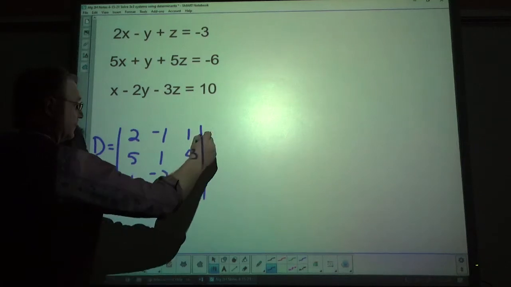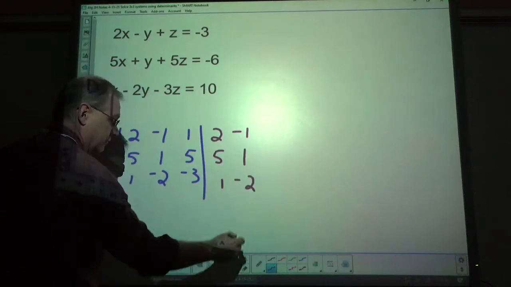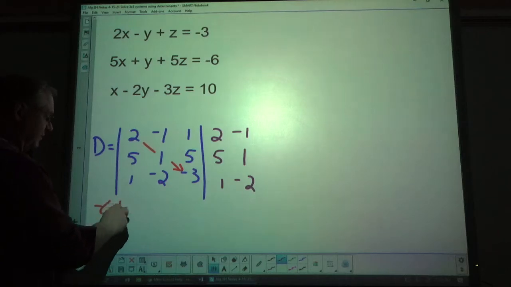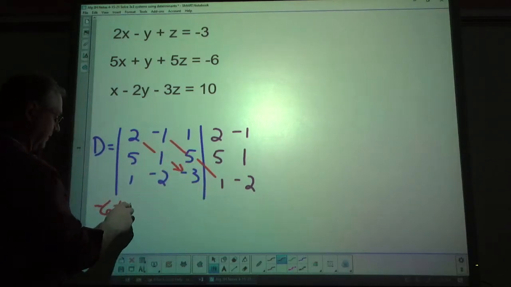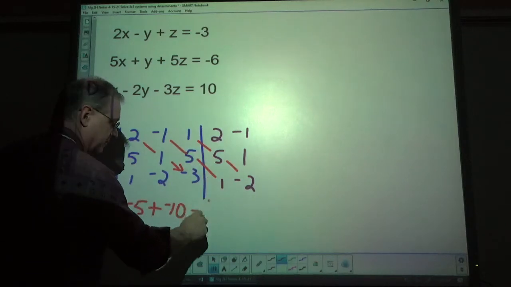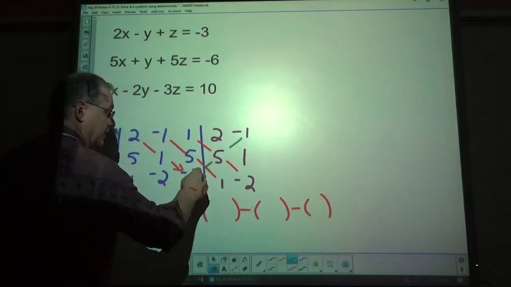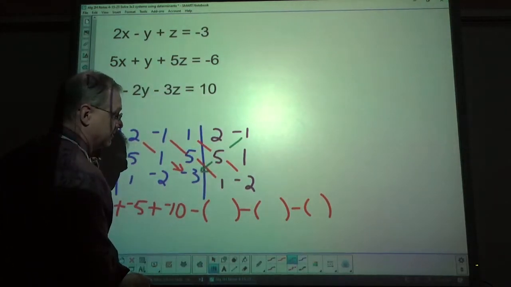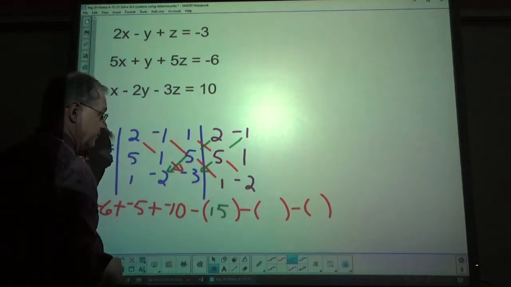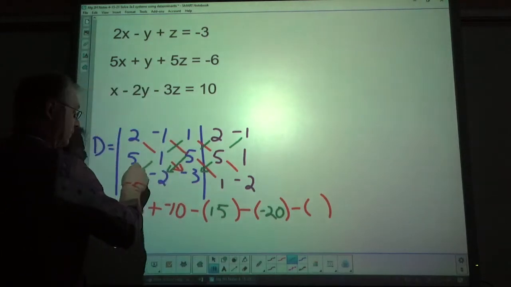Let's see. 2, 5, 1, negative 1, 1, negative 2, multiply. Negative 6, negative 5, negative 10, the other way, let's see, 15, negative 20, 1.